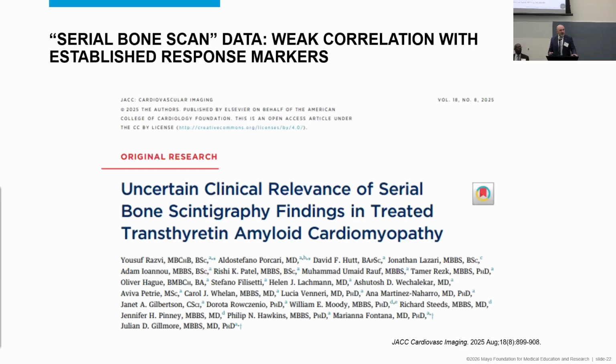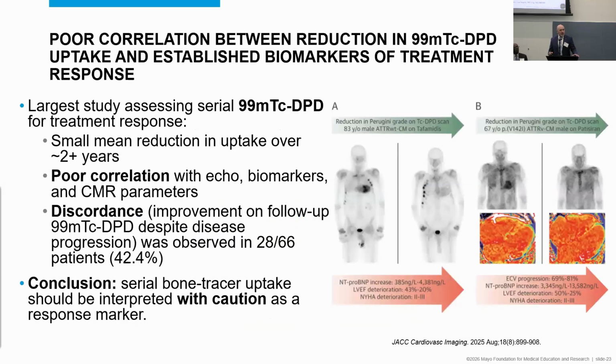And what about serial bone scans to assess response to therapy? We put individuals on therapy, but we really don't have a great way of monitoring who's a responder versus not. We're looking at some clinical parameters and biomarkers, but who actually responds or not? Is it worthwhile, once you have somebody on therapy, to repeat their bone scan? And the answer is generally no.